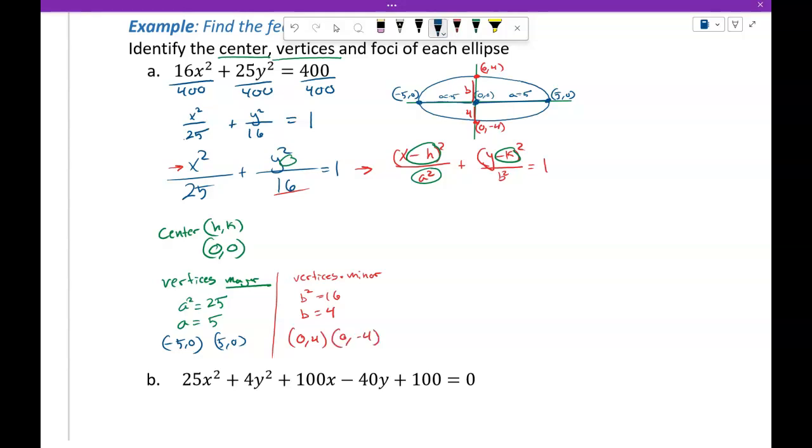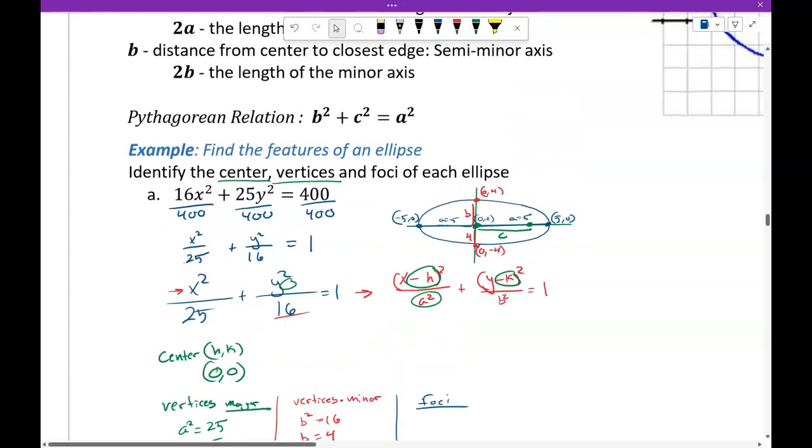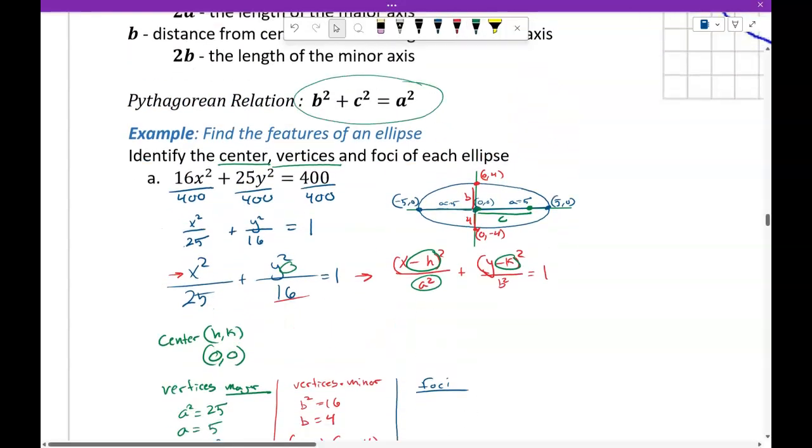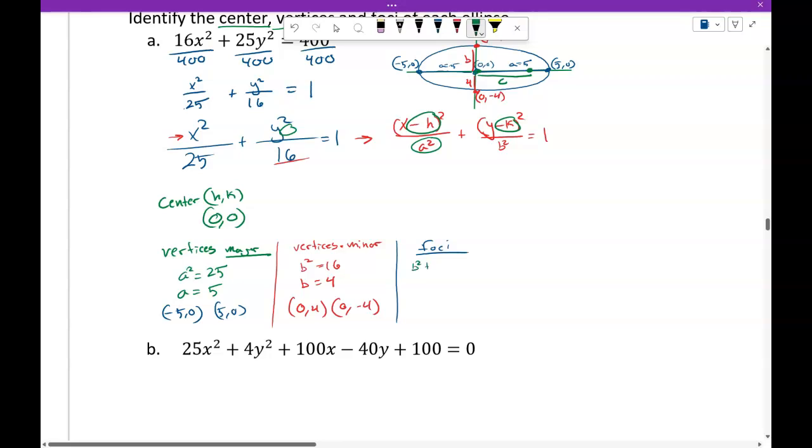Last thing to find is our foci. So our foci are found by finding the distance from center to these points using the c value. Well, the c value isn't given in the equation, but again, there is this Pythagorean relationship. So we know that b squared plus c squared equals a squared. And b squared and a squared are given in our equation. b squared is 16, a squared is 25, so if we subtract, c squared equals 9, and c equals 3.